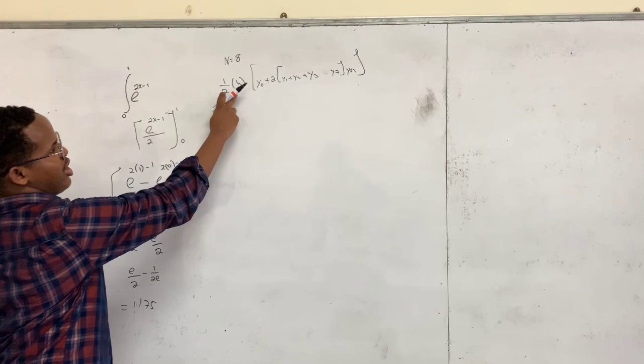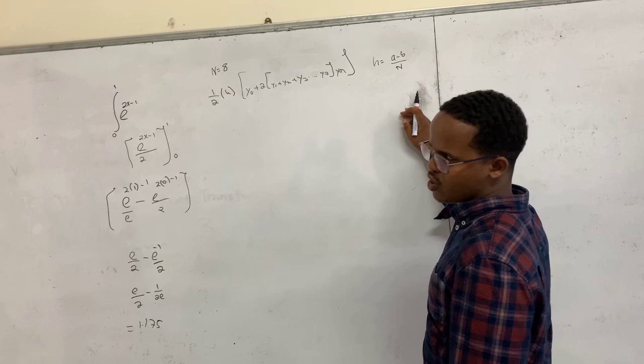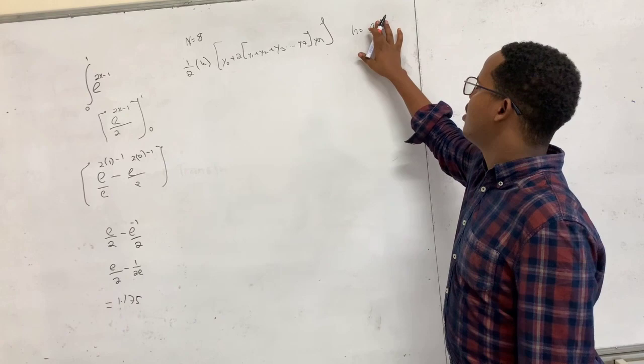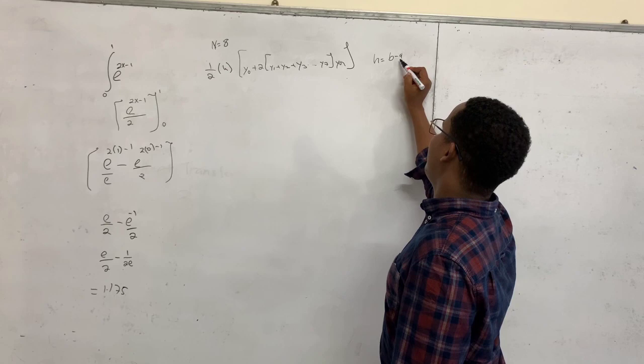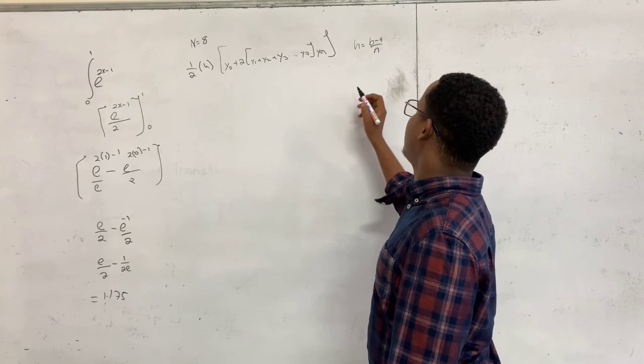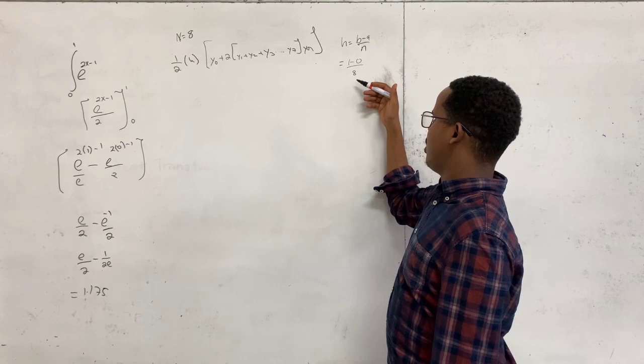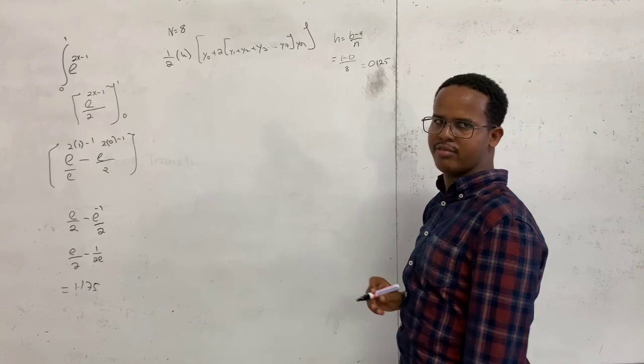So we have to get h first. h is equal to b minus a divided by n. b and a are equal to the limits, and n we already have here. So what we get here is 1 minus 0 divided by 8. 1 minus 0 is 1, and 1 divided by 8 is 0.125. So we have our h.